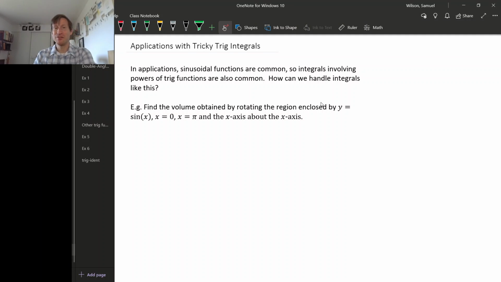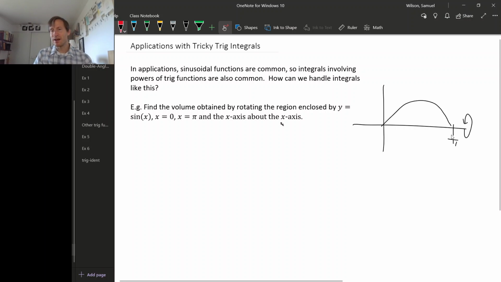those sorts of functions. Here's another example where we're going to end up with a power of a trig function as our integrand. So let's find the volume obtained by rotating the region enclosed by the graph of sine x, x equals 0, x equals pi, and the x-axis. And we're rotating around the x-axis. So that's going to look like this. So here's the first part of the graph of sine, and we're rotating around the x-axis like this.